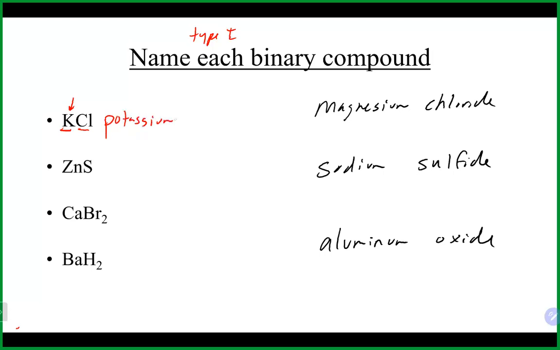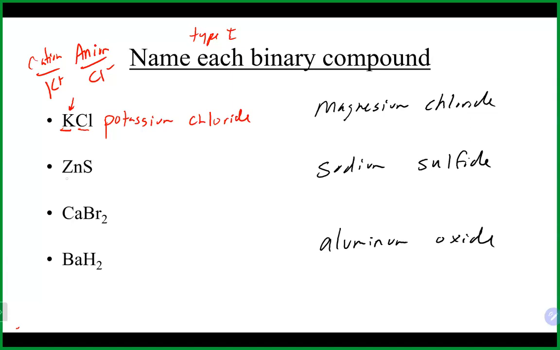And again, our non-metal will get the IDE at the end of it, and this would be potassium chloride. Once again, the cation here would be potassium with a +1 charge. Our anion would be Cl, which is group 7, which is a -1 charge. And again, that is why our formula here just needs one of each of them. Any questions on that one there?